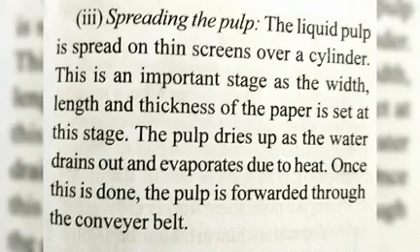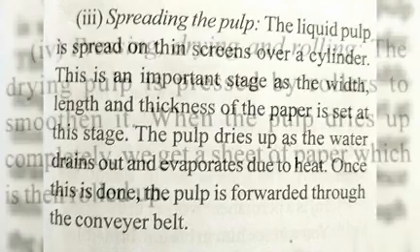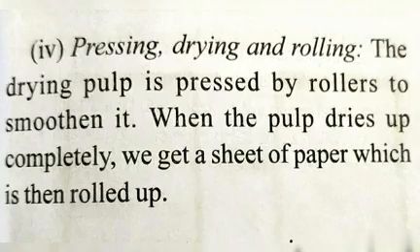The fourth is pressing, drying and rolling. What is the fourth stage? Pressing, drying and rolling. The drying pulp is pressed by whom? The rollers. And for what purpose? To make it smooth. When the pulp dries up completely, we get a sheet of paper which is then rolled up.